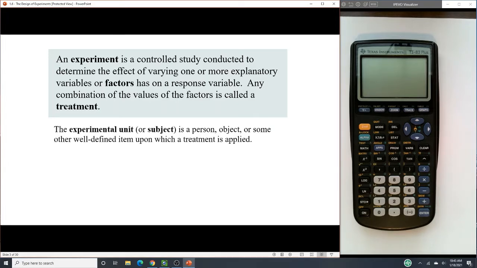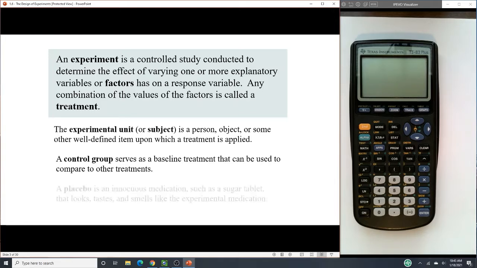Now within an experiment, we have the experimental unit or subject. That's usually a person, but we can have objects or another well-defined item in which the treatment is going to be applied. We have a control group, and that serves as a baseline treatment to compare our other treatments.